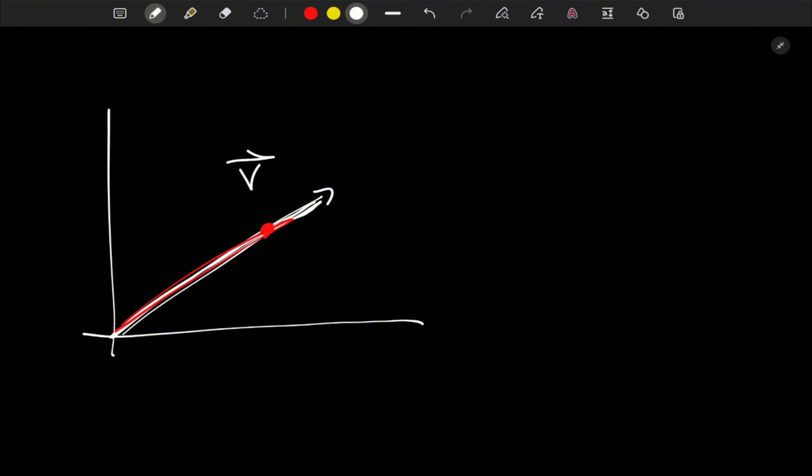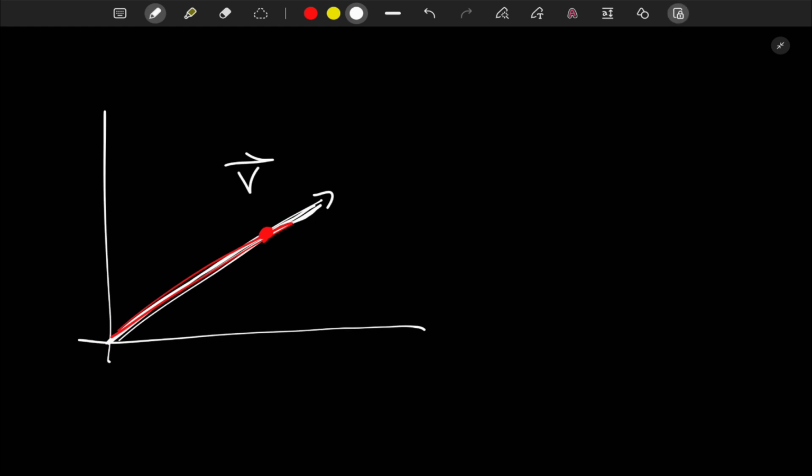Now the unit vector is actually a vector with a magnitude of 1. Now to find the unit vector, we just have to divide the vector by its magnitude. So this will give us the unit vector.